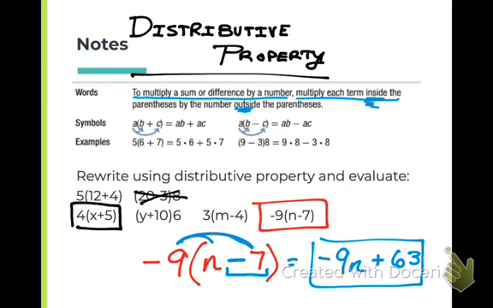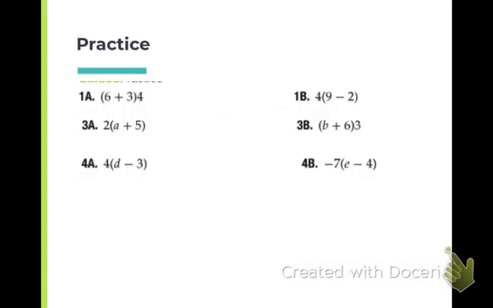All right, let's try a couple more. So what I'd like you to do now is pause your video again and try these 6 problems in your notebook on your own. And when you have those 6 answers, come on back and hit play, and we'll go through them together. So go ahead and pause now.